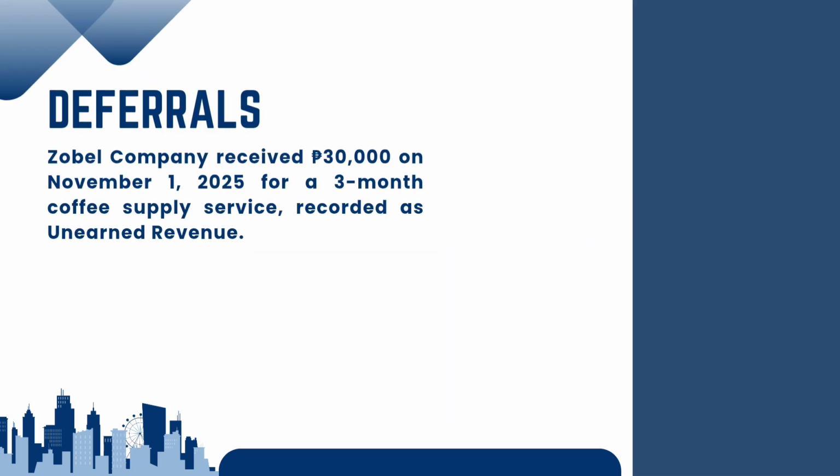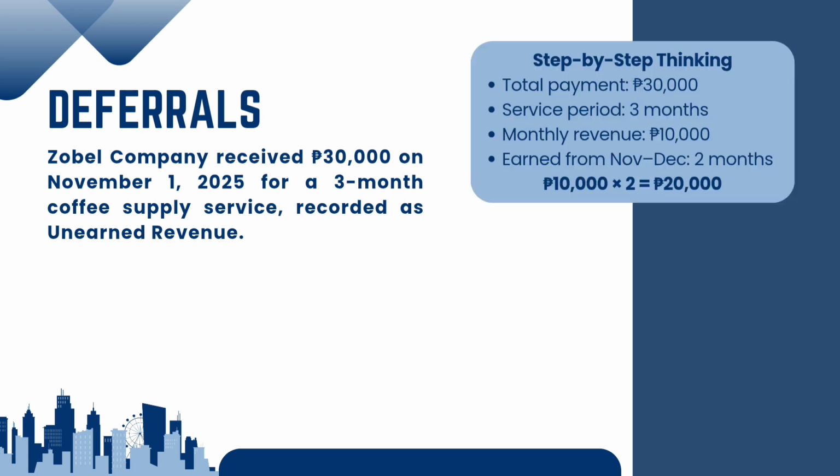For our example, here's our scenario. Zobel Company received 30,000 pesos on November 1, 2025 for a 3-month coffee supply service. The company recorded it as unearned revenue. Let's solve it step by step. The total payment is 30,000 pesos. The service period is 3 months. To get the monthly revenue, we divide 30,000 pesos by 3 months. That gives us 10,000 pesos per month.